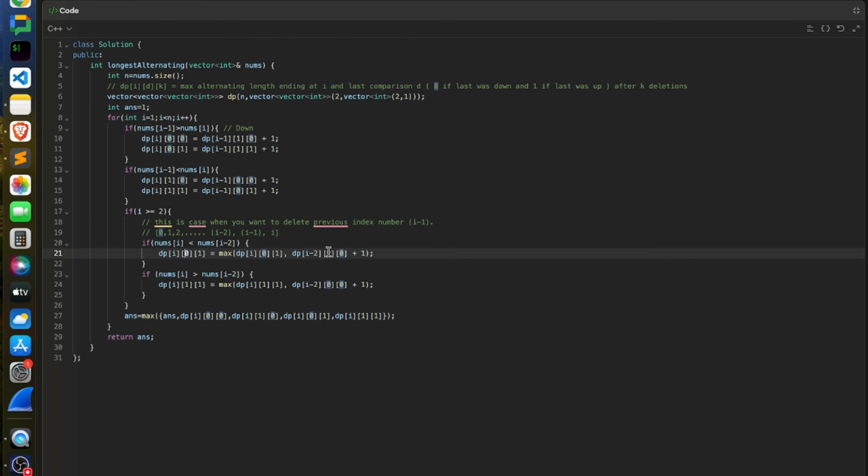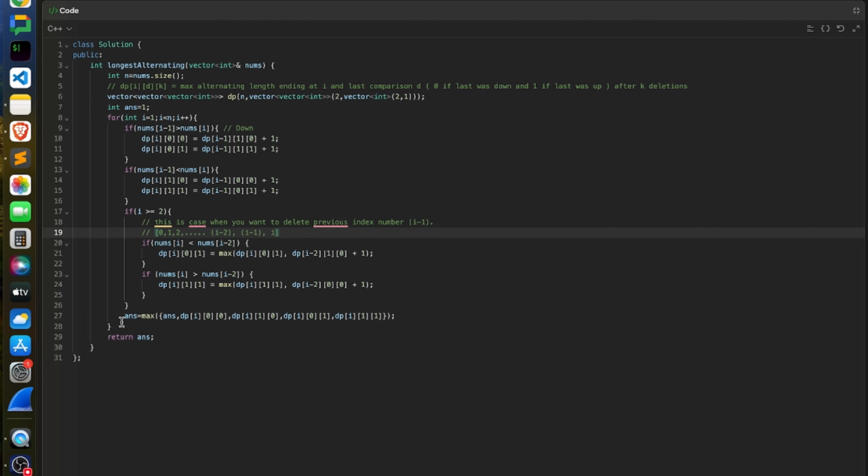So dp of I, down, 1 is the maximum of this, comma, I minus 2. So here it has to be up. Since the last comparison is down, the previous has to be up. So this is up, and the number deleted here is 0, because this number has already been deleted, so none of the numbers has to be deleted from this index. So this has to be 0 plus 1. Similarly, in the reverse way, if this number is greater than this, then the last comparison is going to be up, so this has to be down. Plus 1 means I have taken the current number.